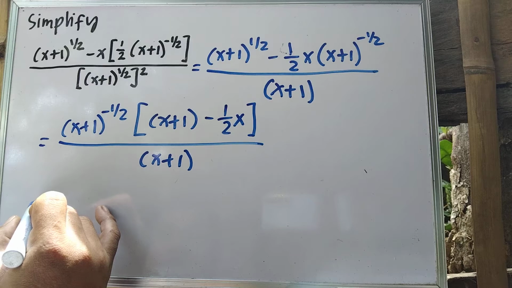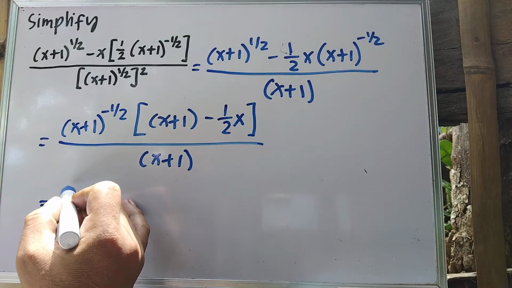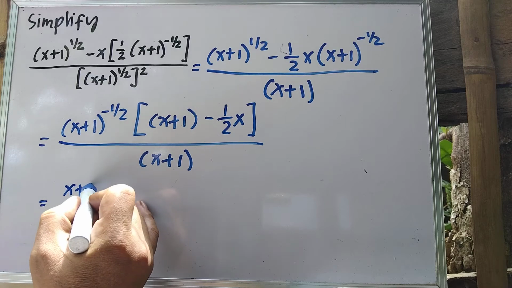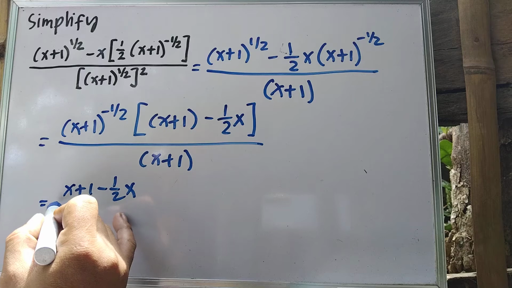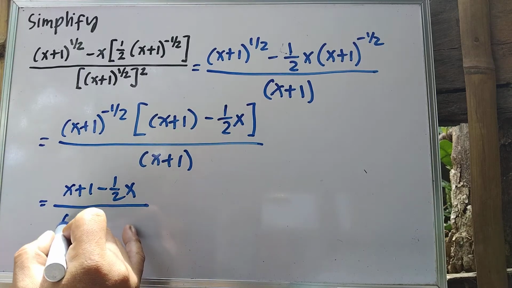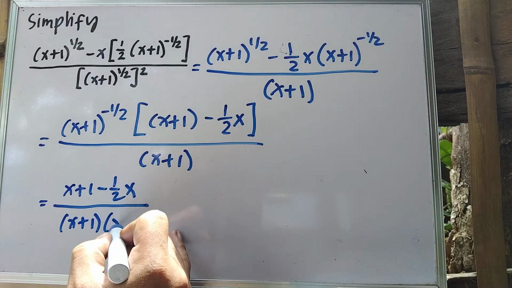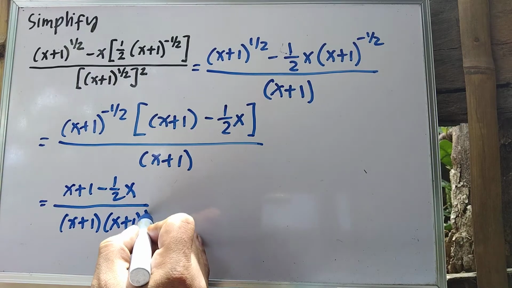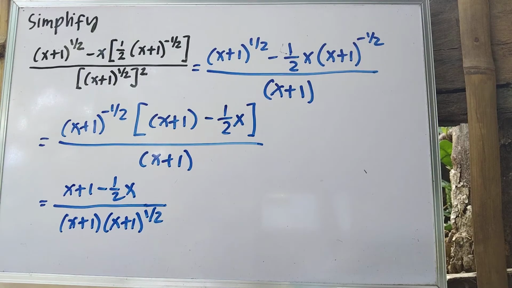Okay. So, here, we will bring this down. So, what will be left on top is x plus 1 minus 1 half x all over x plus 1. We bring that down, and the exponent becomes positive. x plus 1 to the power of 1 half. Okay? Can you still follow? Or can you not follow?